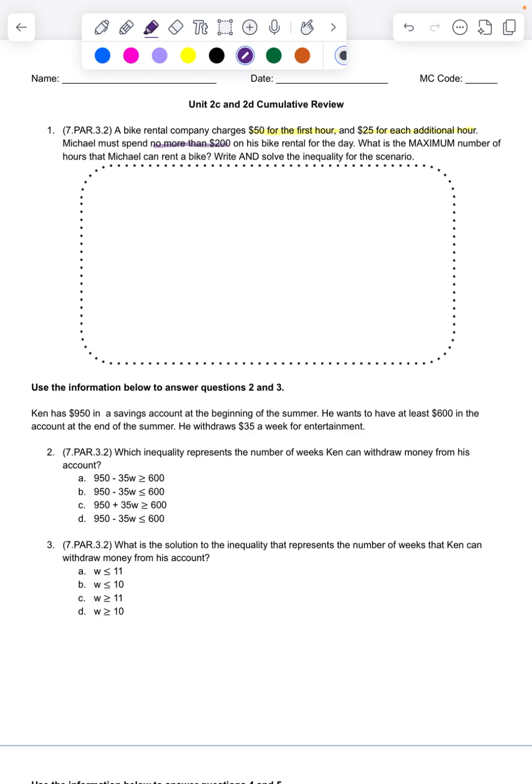No more than $200 on his rental for the day. What is the maximum number of hours that Michael can rent a bike? Write and solve an inequality for this scenario.